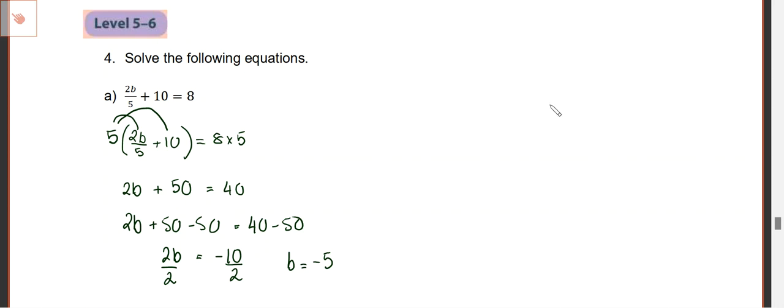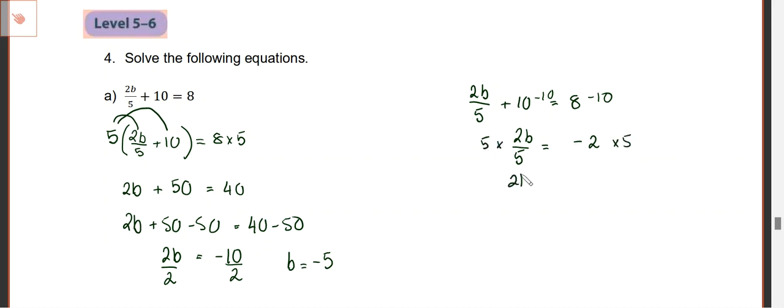Okay, there is, however, another method. Let me just show you this one quickly. I'm perfectly happy with that, Brooklyn, by the way. No problem, absolutely no problem. But another method would have just been to subtract 10 first. Gives me 2b divided by 5 is minus 2. Then times by 5. Gives me 2b equals negative 10. Then b equals negative 5. Either or. Whichever way.